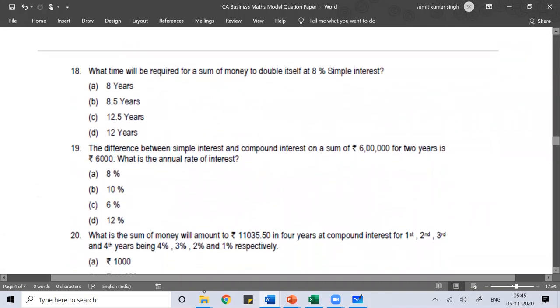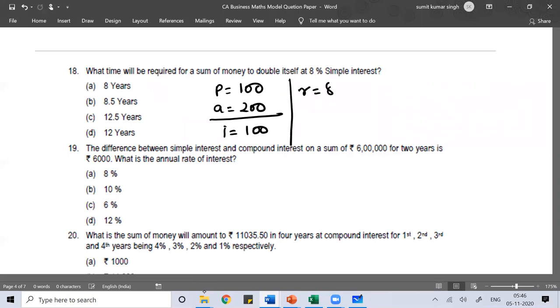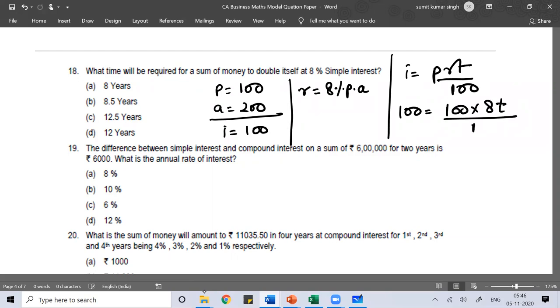In what time will a sum double itself at 8% simple interest? Very simple: if my money is 100 and it doubles, my money becomes 200. So what interest do I earn? I earn an interest of 100, and the rate is 8% per annum. If I apply the formula P into R into T by 100, then 100 is equal to 100 into 8 into T by 100. So you get the value of T, that is 100 by 8, which is 12.5.